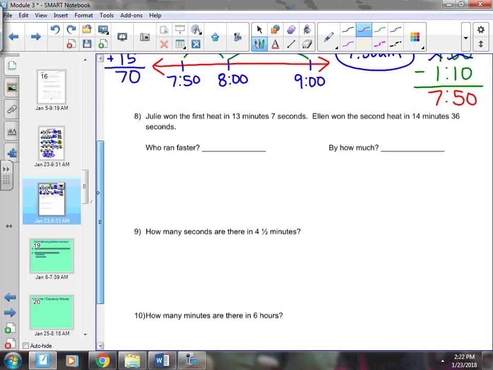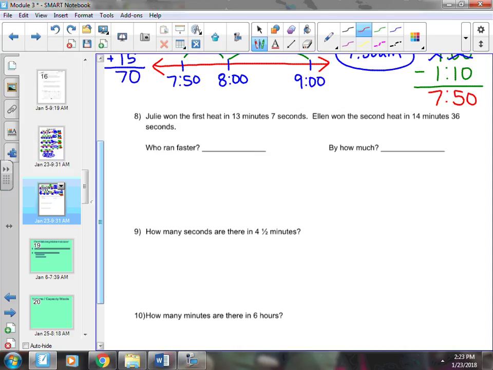Number 8, Julie won the first heat in 13 minutes 7 seconds. Ellen won the second heat in 14 minutes 36 seconds. When there are so many kids running an event, for example in track, they'll have maybe 10 kids run first and record their times, and then the next kids run and they record their times, and they might take like the top 2 kids in each heat, and then those kids get to run in the final. So a heat is just running the race with a smaller group to figure out who should run in like the finals.